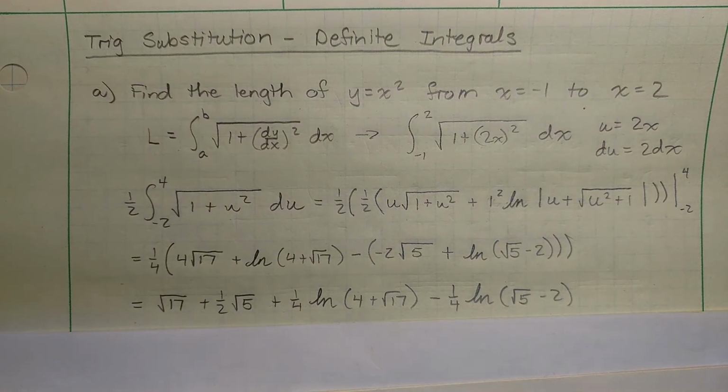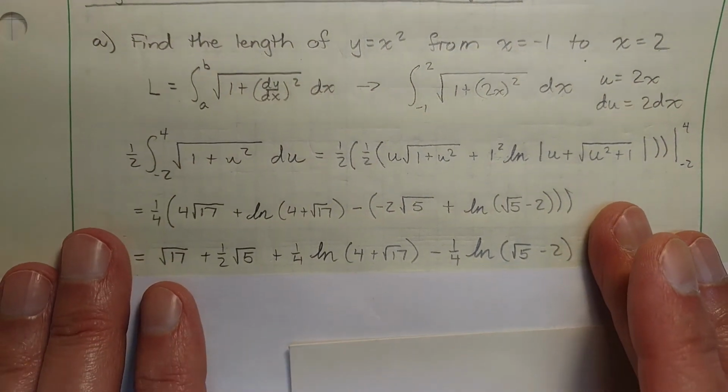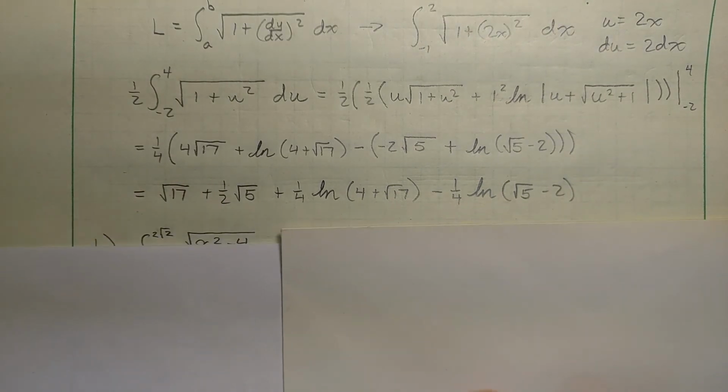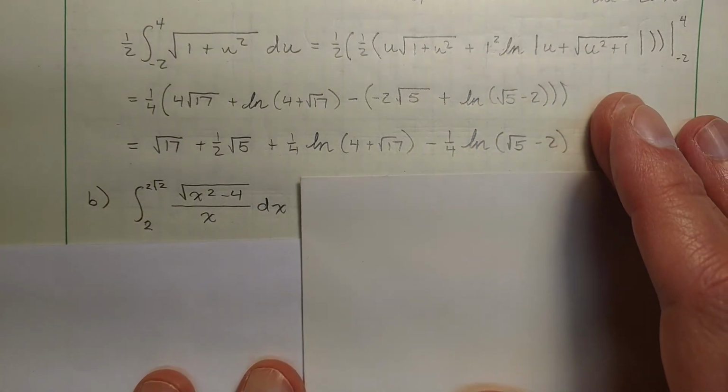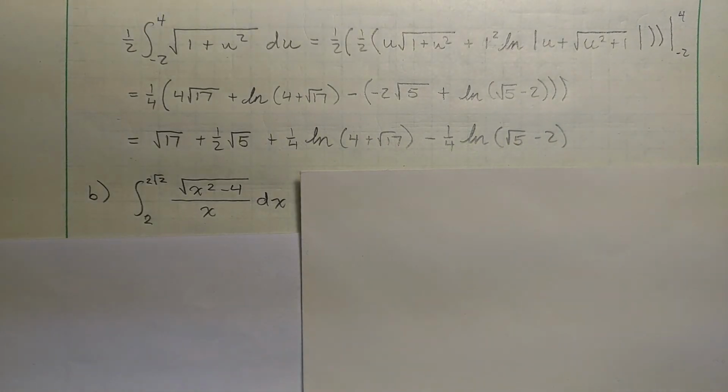All right, now let's look at another situation that comes up that's not one of our special formulas. So let's look at integrating from 2 to 2 radical 2 of the square root of x squared minus 4 over x dx. Now I'm going to show you a couple different ways to do this.